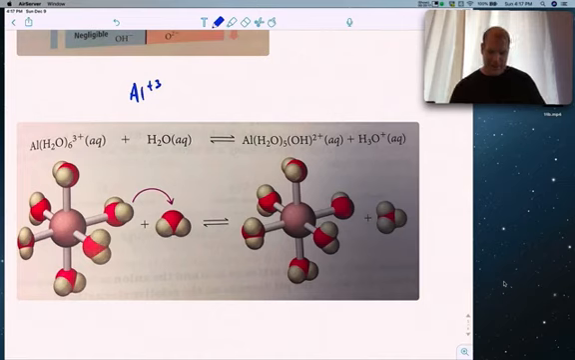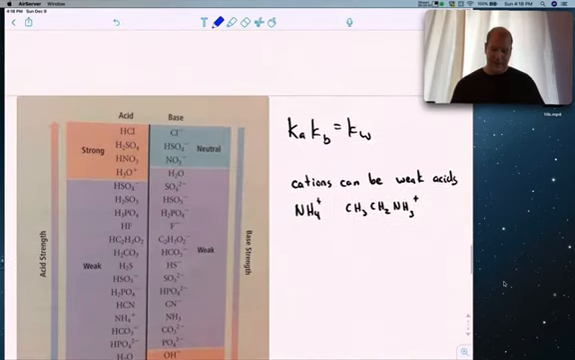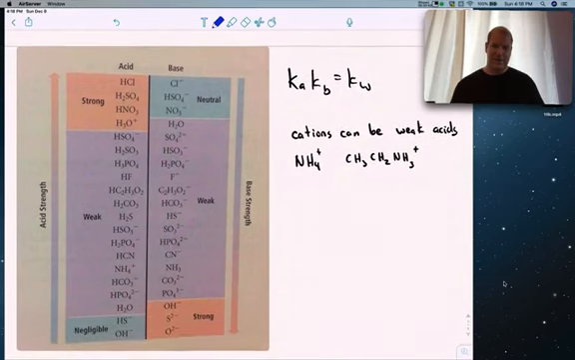And you can actually donate one of the protons from this aluminum with 6 H2O. This is known as a ligand. This complex, this H2O ligand, can be a weak acid. So certain salts that have cations in them will also act as weak acids. And we will talk more about salts and the acidic and basic nature of salts in the next lecture.